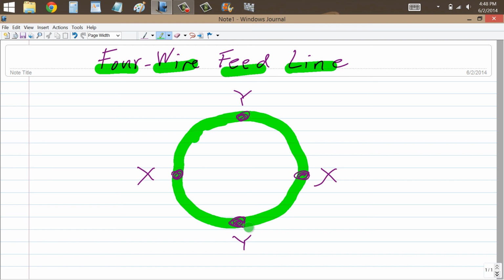You might want to try it if you have any need to have a characteristic impedance somewhere along the order of 150 ohms or so.